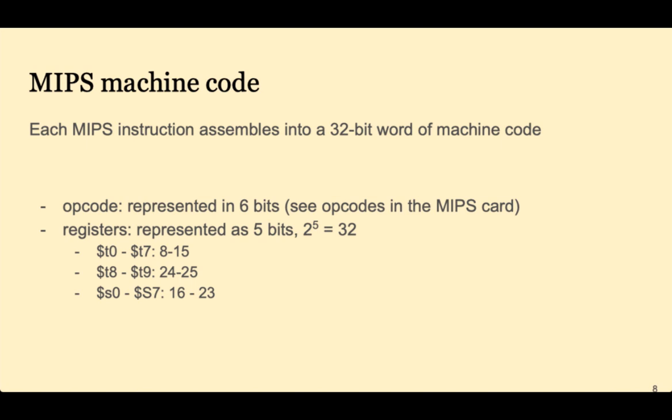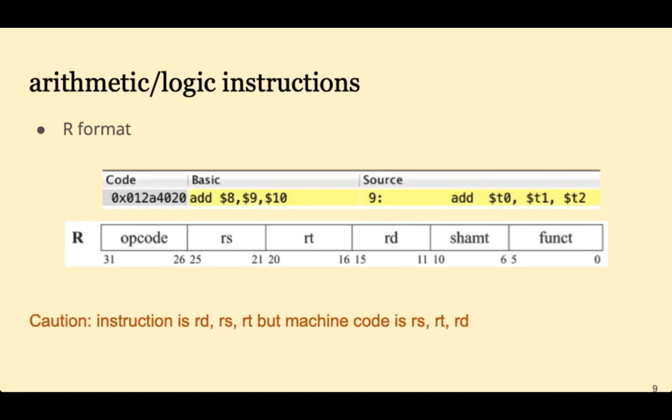I've posted the MIPS card in Piazza. It lists the basic MIPS instructions with their opcodes as well as numbers that represent registers. Recall that we have 32 general purpose registers, and we'll only need 5 bits to address 32 registers because 2 to the power 5 is 32. The registers we use most often are the T registers. $t0 through $t7 are numbers 8 through 15. $t8 and $t9 are numbers 24 and 25. And $s0 through $s7 are numbers 16 through 23.